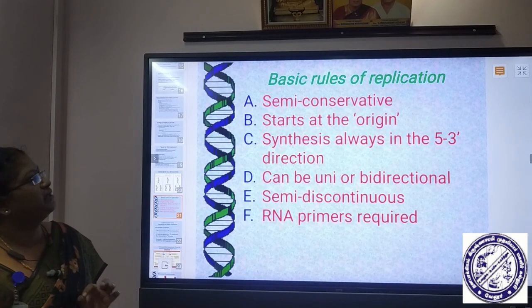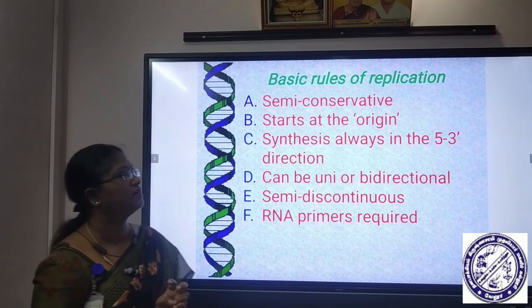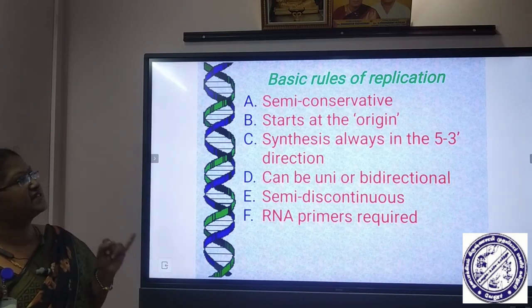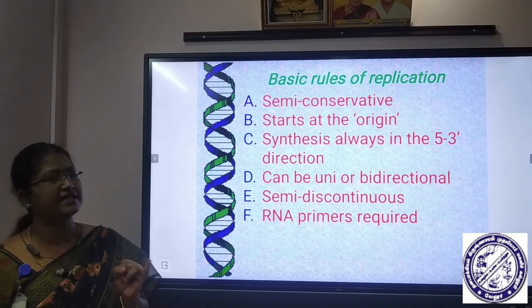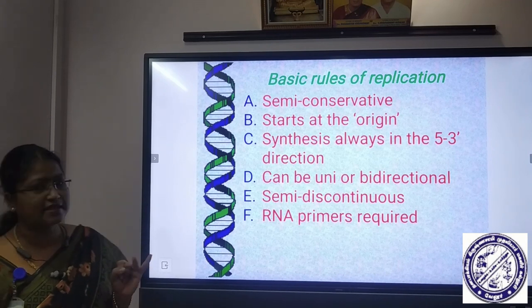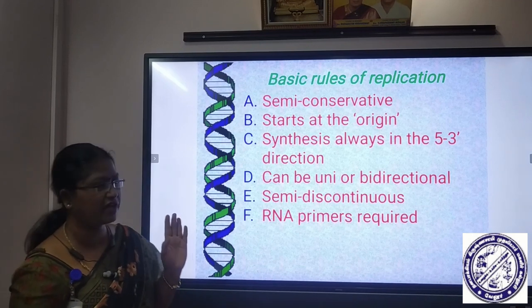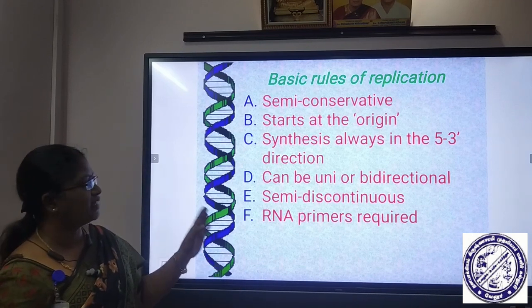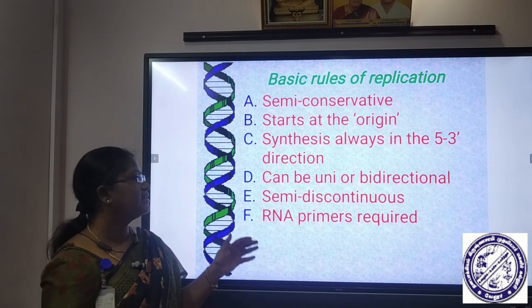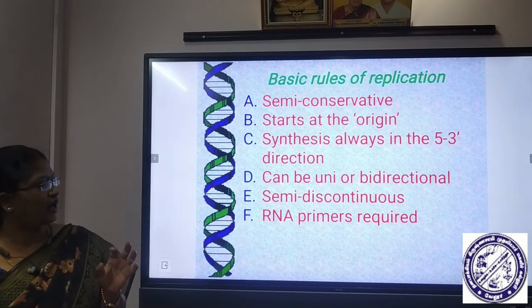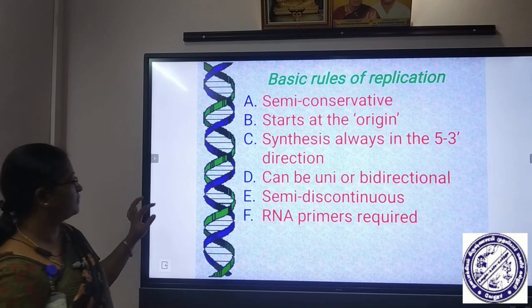Then we'll move on to the basic rules for replication. First, the replication should be semi-conservative and start at the origin. Synthesis always proceeds in the 5' to 3' direction. It can be unidirectional or bidirectional, semi-discontinuous, and RNA primers are required.